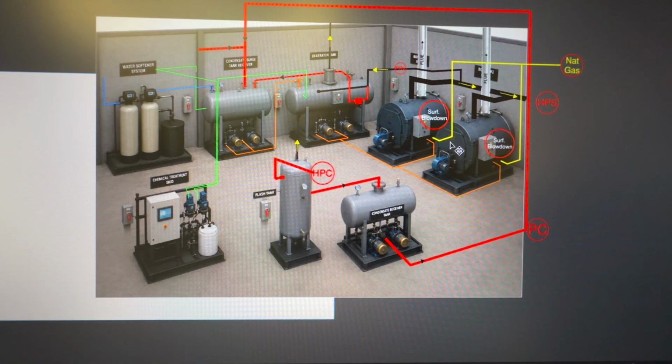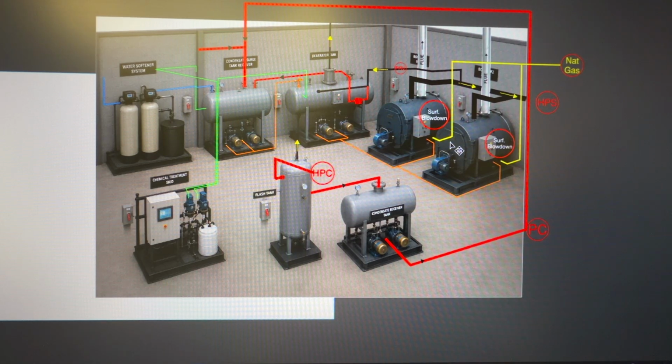Next is the boiler. The boiler is the heart of the steam plant. It transfers heat from burning fuel into water, producing steam that is distributed throughout the building. Natural gas is burned inside the combustion chamber. Heat passes through tubes surrounded by water, causing the water to boil and produce steam.